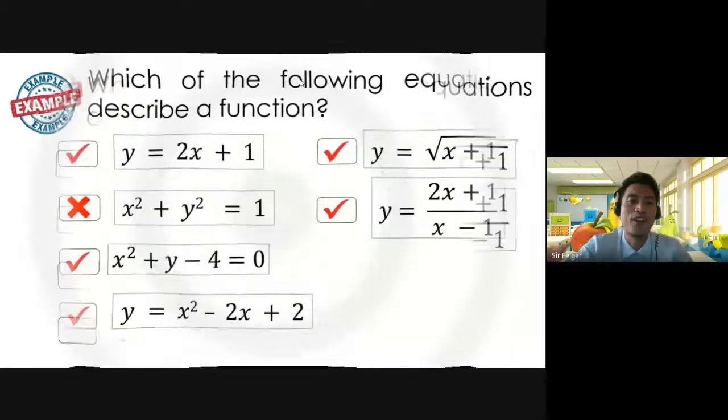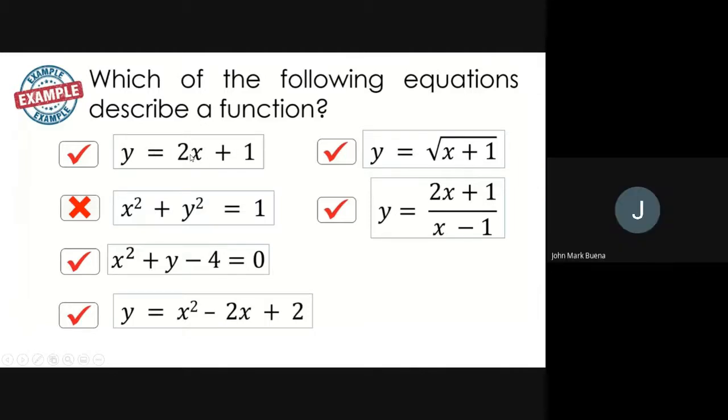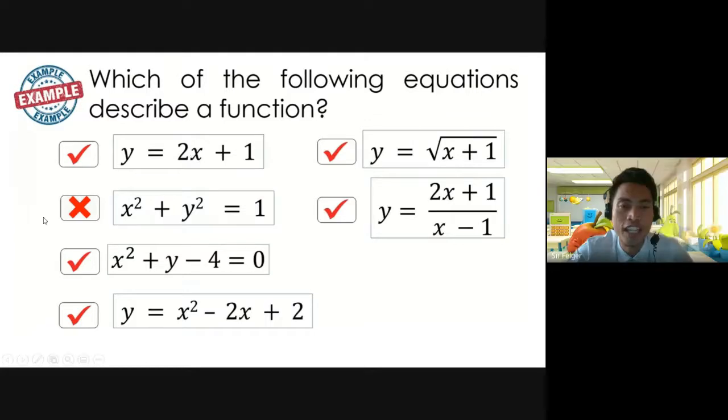All right. These are the functions. The only one that is not a function here is number 2. Why? Remember this, okay? If the highest degree coefficient is only 1, and the equation is equated in terms of y, in terms of x, that is a linear equation.